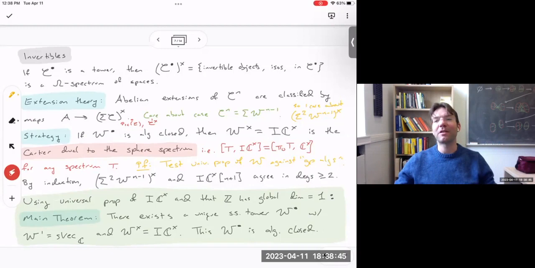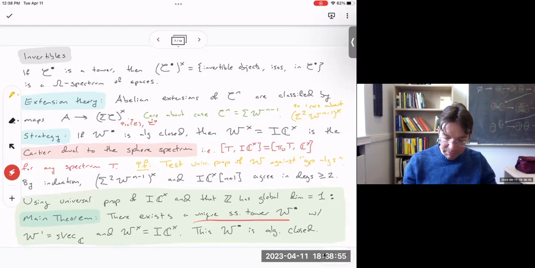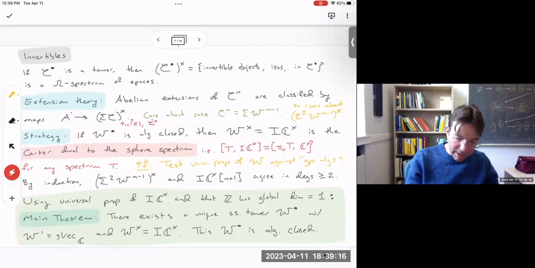So the main theorem of the talk is that there does indeed exist a unique semi-simple tower W, which has the following properties. It has super vector spaces in degree one and IC cross worth of units. And to build it, you build it inductively. You arrange A, so you look for the universal abelian extension. What you prove, yeah, so the actual theorem is the following. The theorem is that this mapping problem has a universal answer.